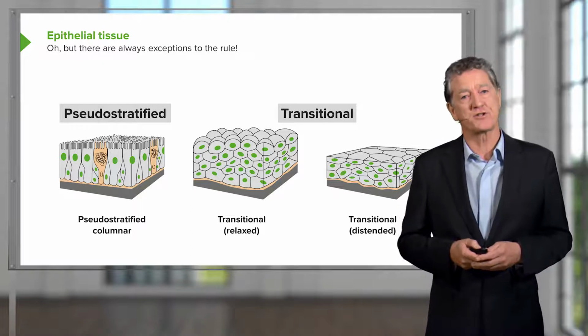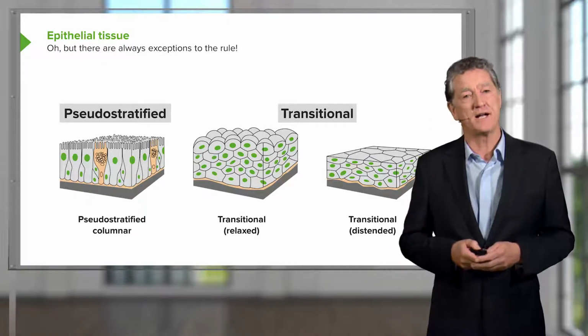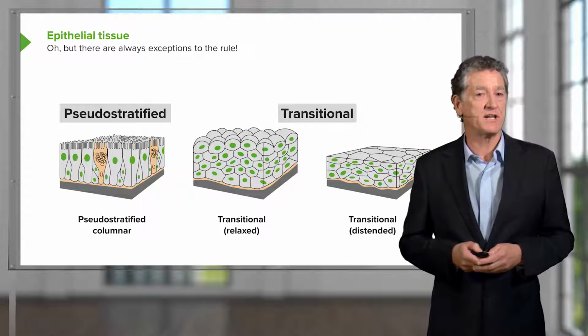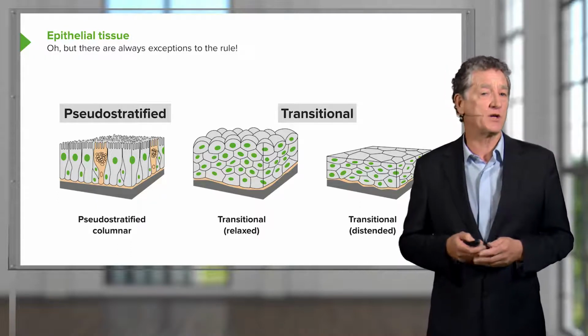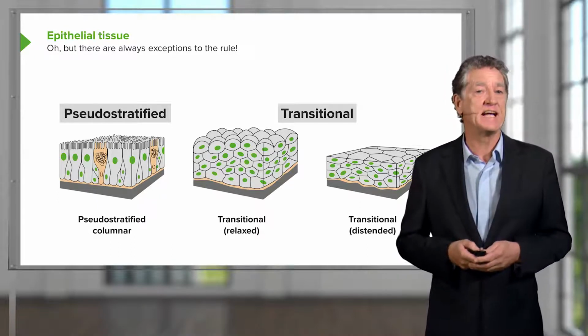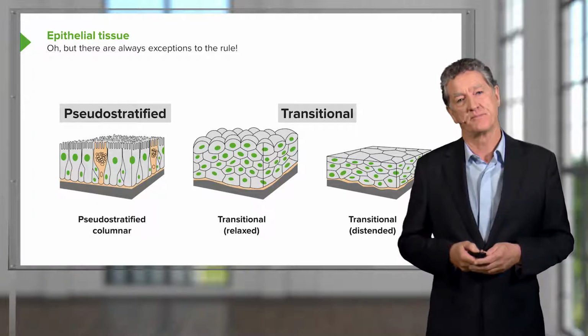And sometimes on the surface of these cells, there are specializations that I'll talk about later on. There could be cilia or microvilli. Sometimes we might call this a pseudo-stratified ciliated epithelium.